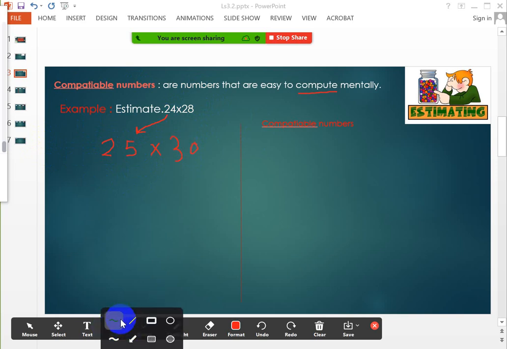If I draw a number line like this, girls. Okay? Girls, please focus with me. This is very important for you.